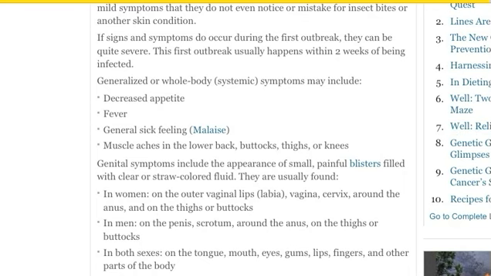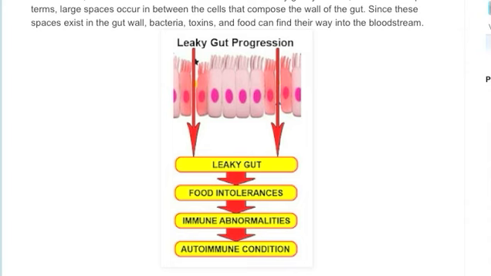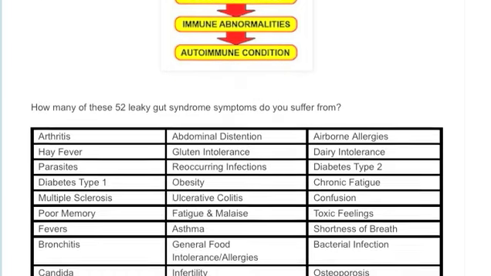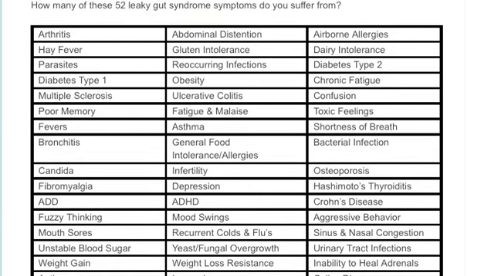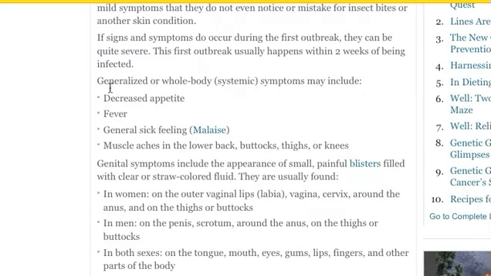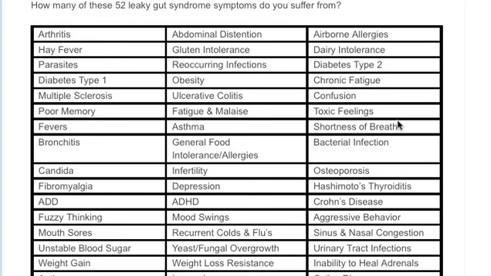Now, you remember over here where we talked about some of the symptoms of leaky gut? We're just going to look back, and we're going to see some of the same things reiterated over here. Look at this, decreased appetite. Let's go back over here. I thought it said something about decreased appetite. Unstable blood sugar, weight gain. Let's see, weight loss.